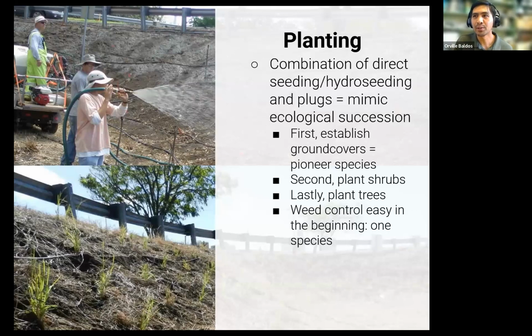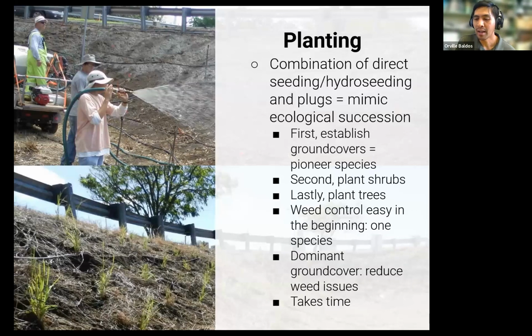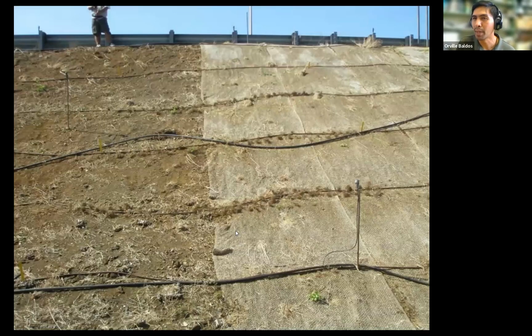So in this case, weed control will be easy at the beginning because you're only using one species, and you may have more tools in terms of weed control with using one species. And having a dominant ground cover will reduce weed issues. A downside or disadvantage of doing a combination planting is that it takes time. So you want to establish the ground cover first before establishing the other species in there. So it will take a couple of months.